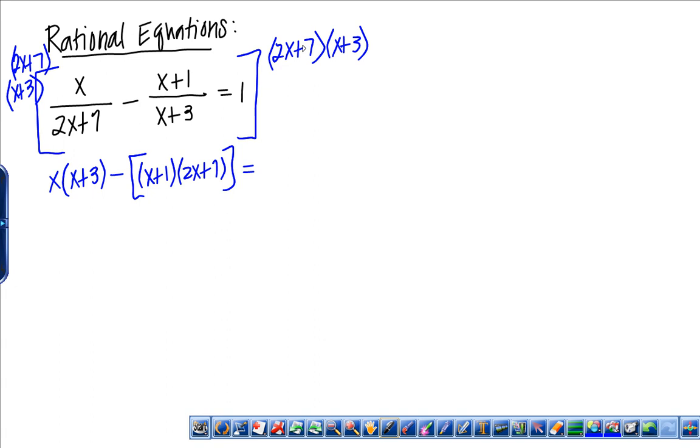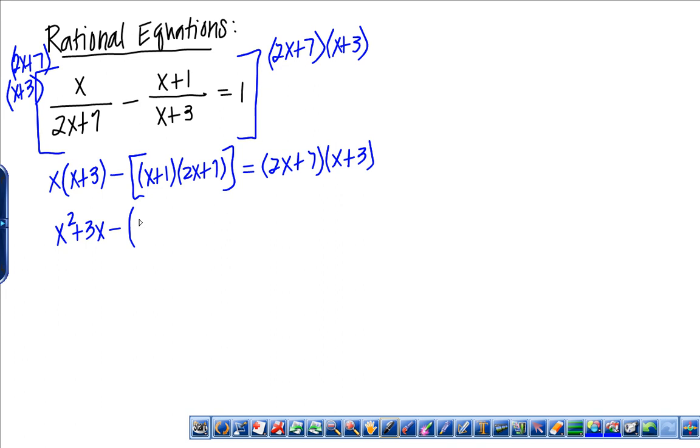Then my 1, nothing cancels over here, so it looks like I'm just going to have this whole mess here. So 2x plus 7 and an x plus 3. Now I have no fraction whatsoever. So now I can just distribute and start seeing what I get here. So this gives me an x squared plus a 3x. I'm going to distribute this inside first and then get my negative.